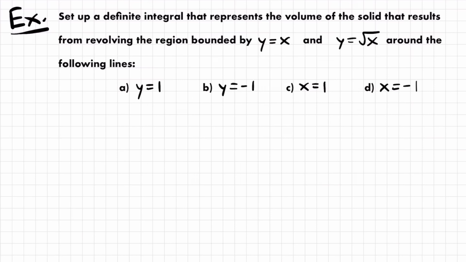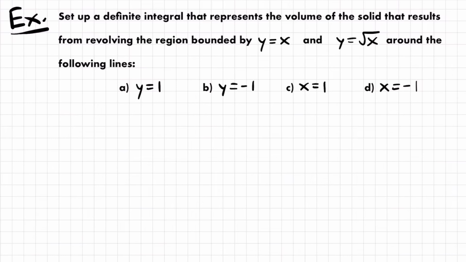All right, now sometimes it might be of interest to calculate the volume of a solid formed by revolving a region around a line other than the x or y axis. And so in this example, we are going to be revolving a region around the lines y equals 1, y equals -1, x equals 1, and x equals -1. And so when we calculate the volume of the solid formed by revolving a region around these other lines that aren't the x or y axis, we need to make an adjustment to the measurement for our outer and our inner radius.